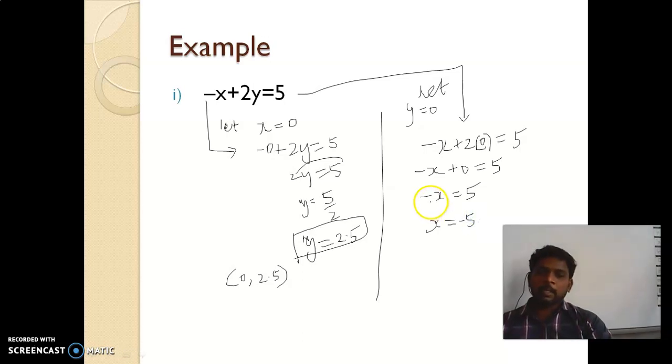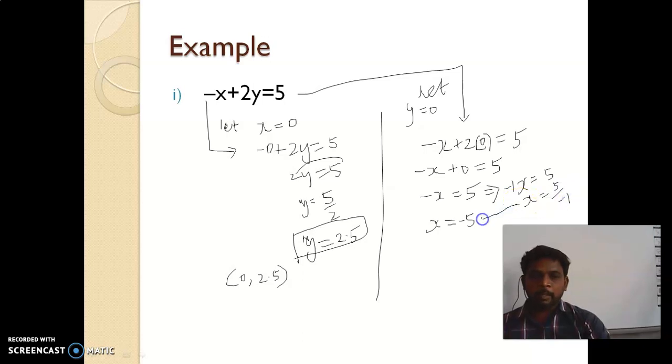Here it won't simply become minus 5 by moving the minus across, because the meaning of minus x is minus 1 into x. The coefficient of x is minus 1. In front of any letter, if a minus is there, it means minus 1 times that letter. So minus 1 into x equal to 5. Therefore x equal to 5 divided by minus 1, and after that it becomes minus 5. So that is the procedure.